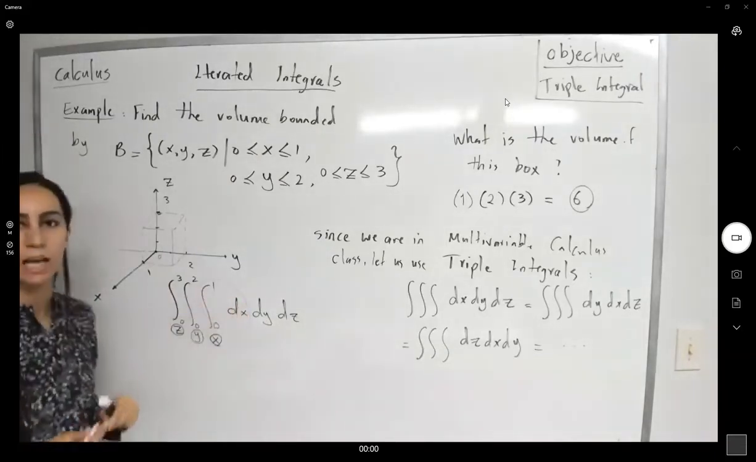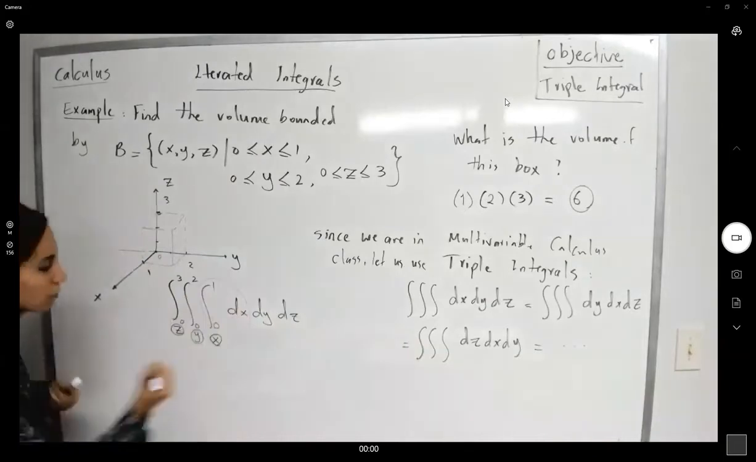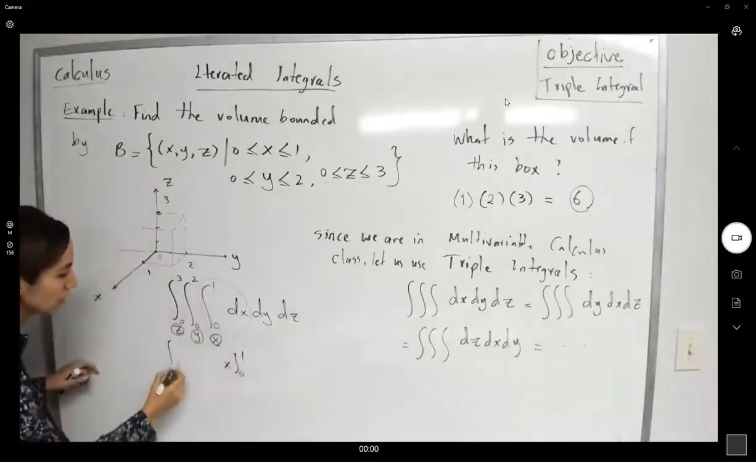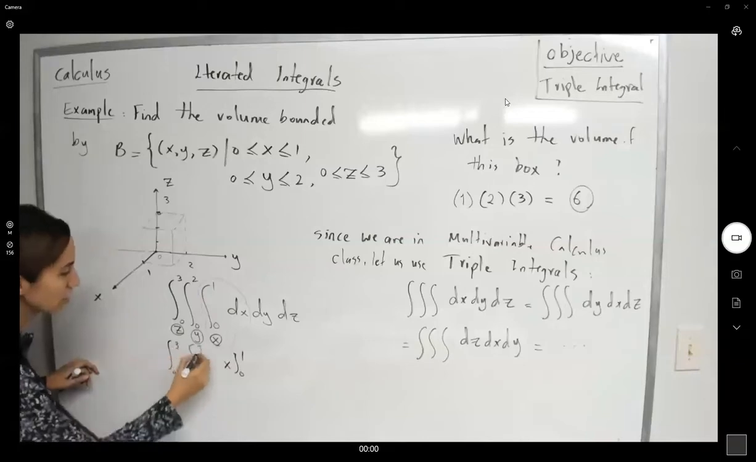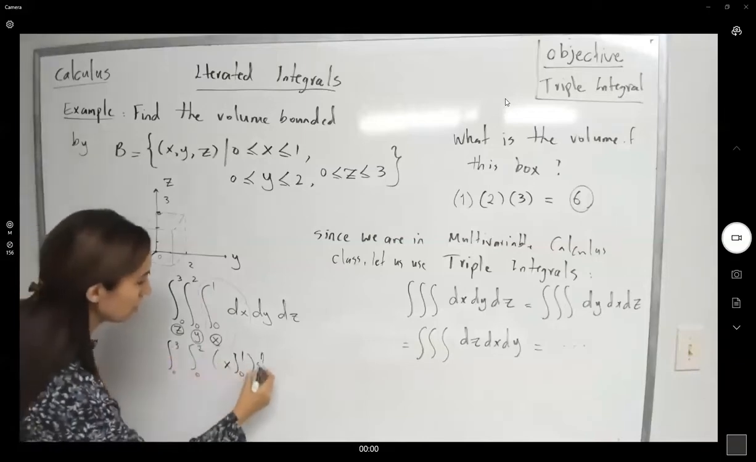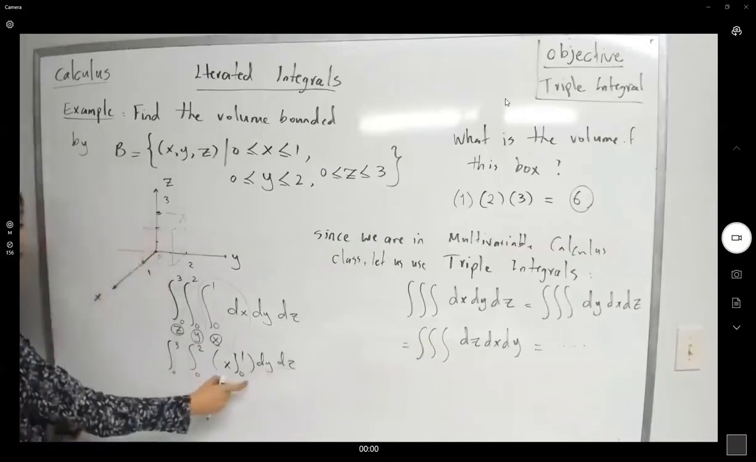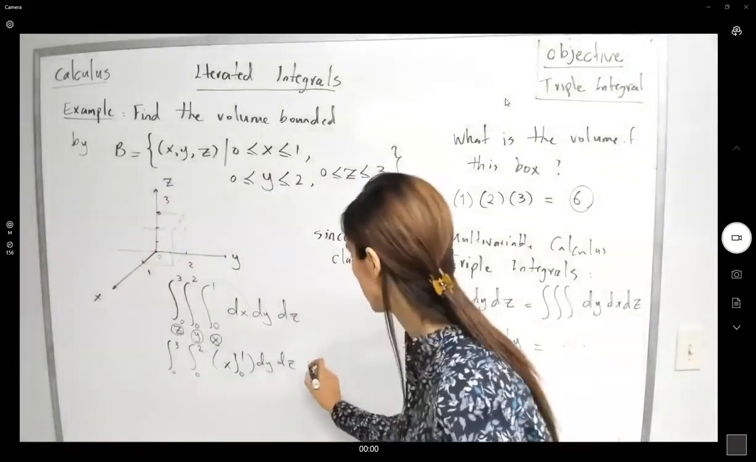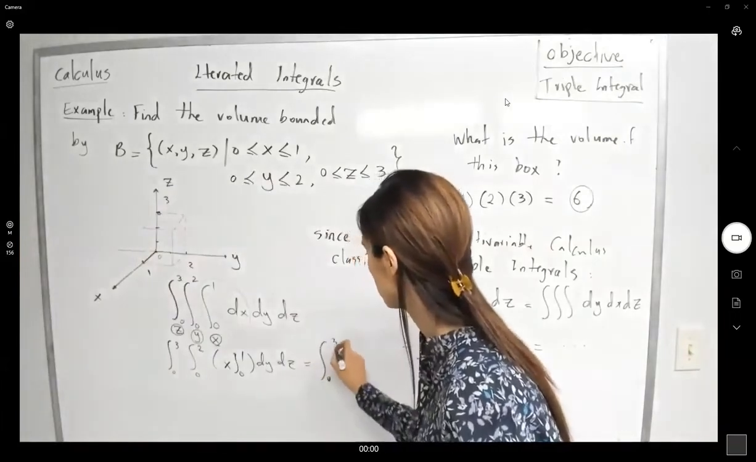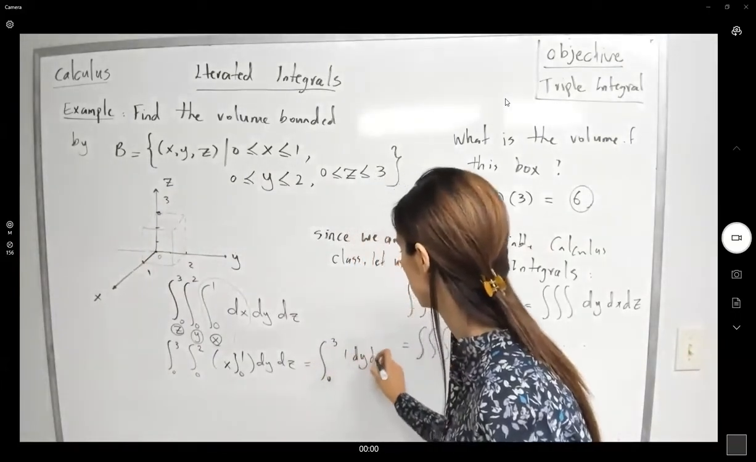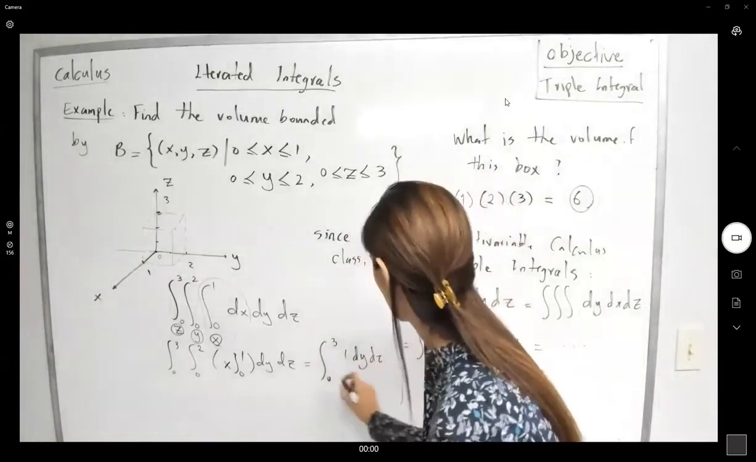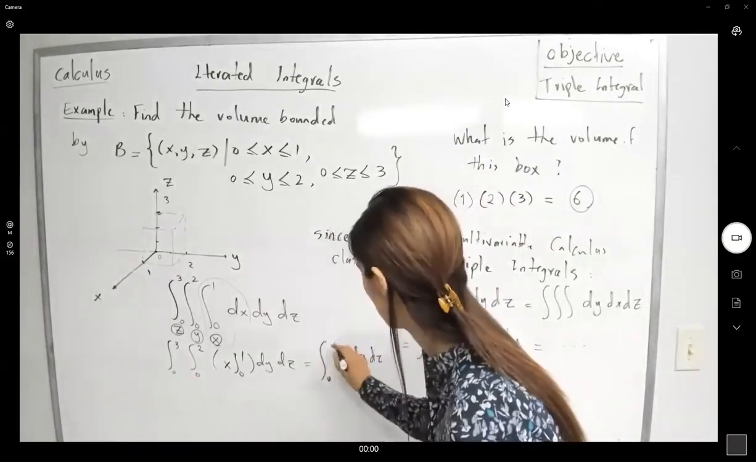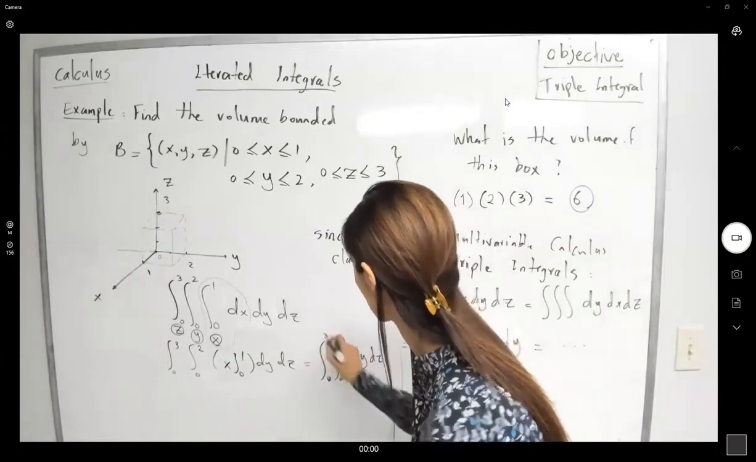Very well. So my innermost integral is an integral with respect to x. The integral of dx is x, bounded between 0 and 1. Then we take the integral with respect to y and then z. This is a definite integral. 1 minus 0 is just 1. So this integral now becomes the integral from 0 to 3 of the integral from 0 to 2 of 1 dy dz.